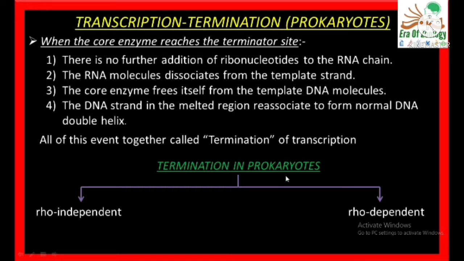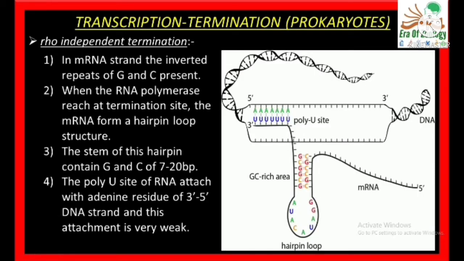And in prokaryotes, termination is of two types. One is Rho independent termination, another one is Rho dependent termination. At first we will talk about Rho independent termination, and here is a schematic diagram that you can see. In the mRNA strand, the inverted repeat of G and C is present.